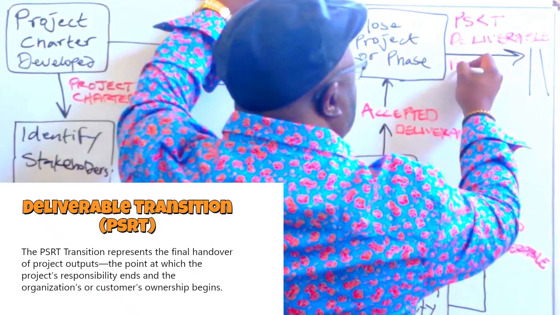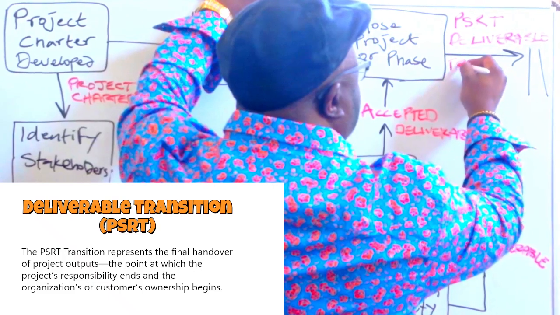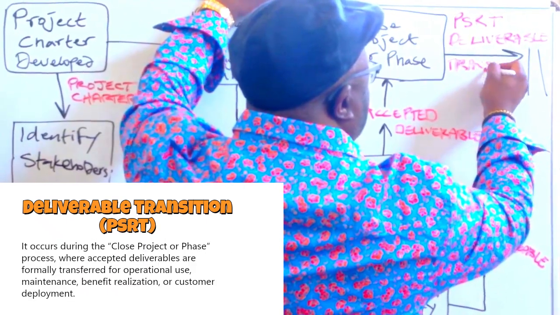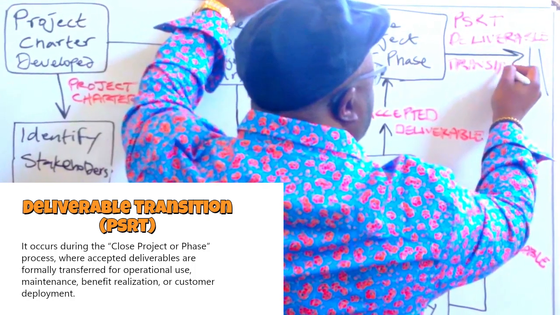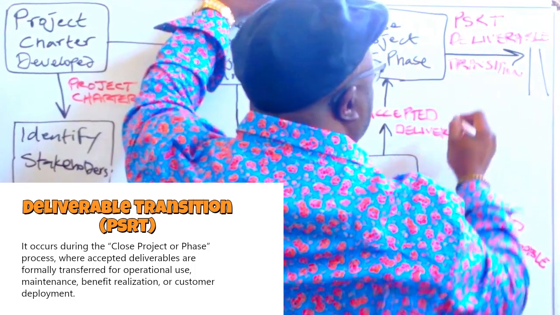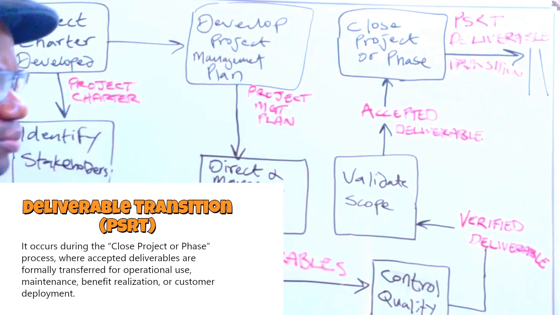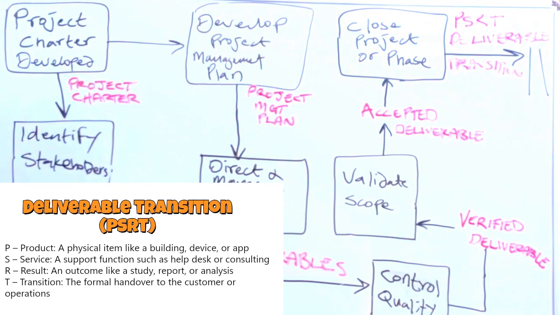transition. And by transition, it's like a handover of sorts. Transition. It's a handover to the customer. It's a handover to the end user. It's a handover to operations.